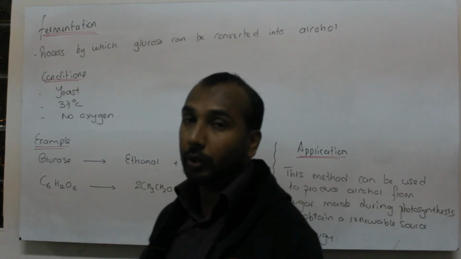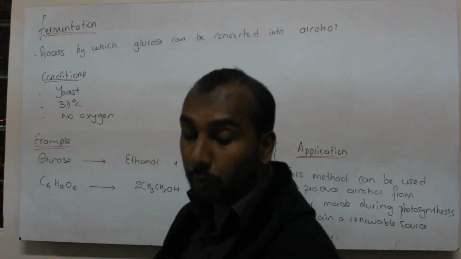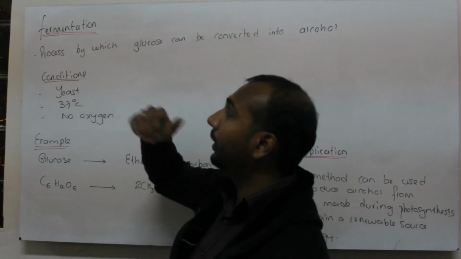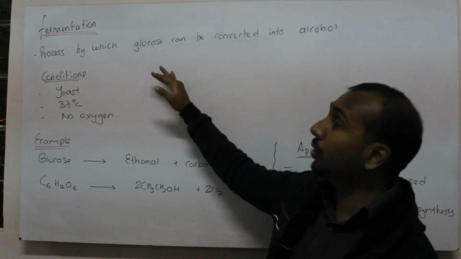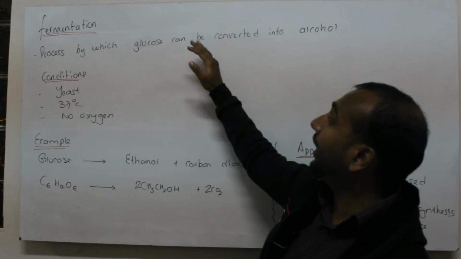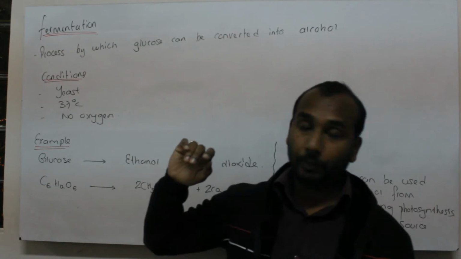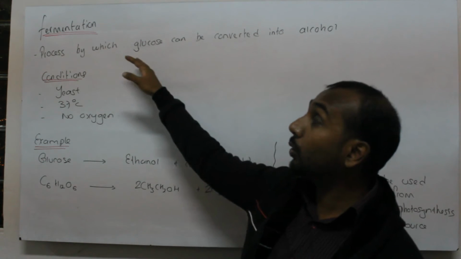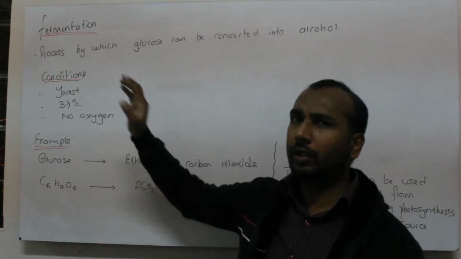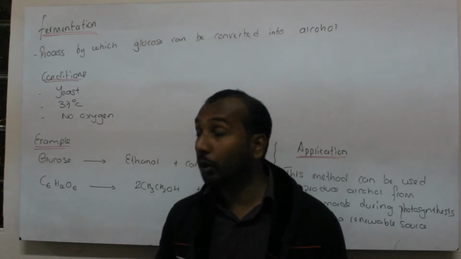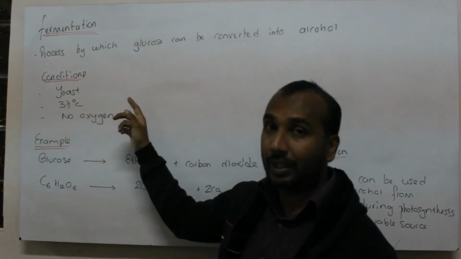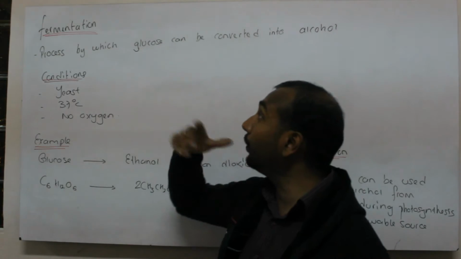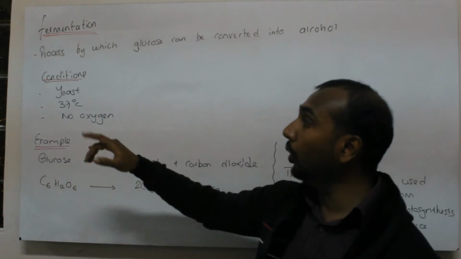In the next part, we're going to look at the second way in which we can make alcohol, that is by fermentation. What is fermentation? Fermentation is a process during which we take glucose and convert it into alcohol. The process by which it occurs is called fermentation, and there are some specific conditions. For example, you need yeast. Yeast contains some enzymes, and it is these enzymes which can convert glucose into alcohol.